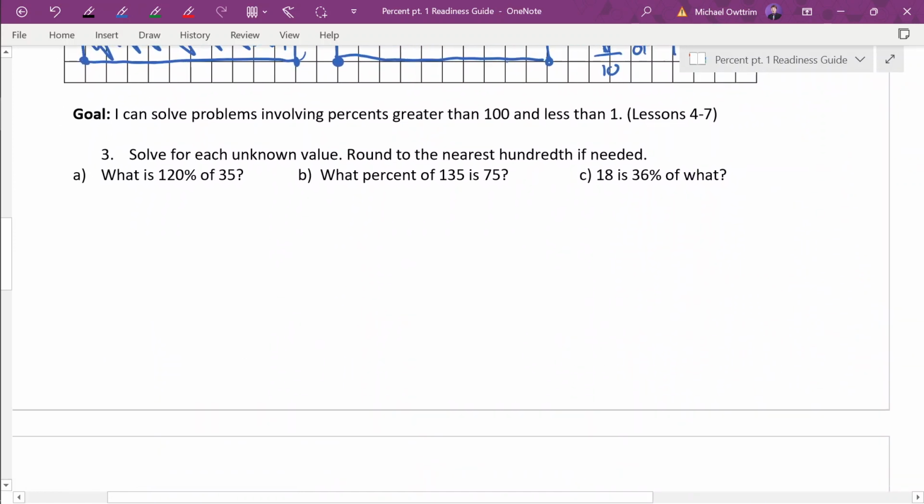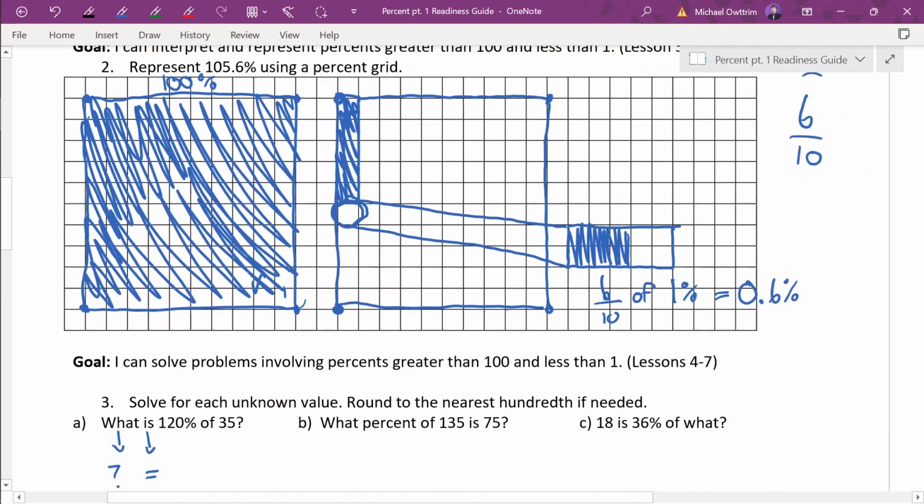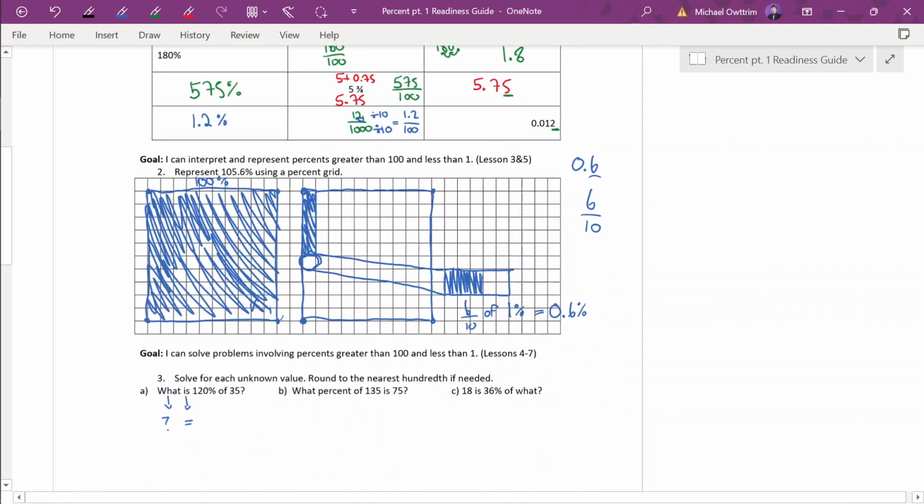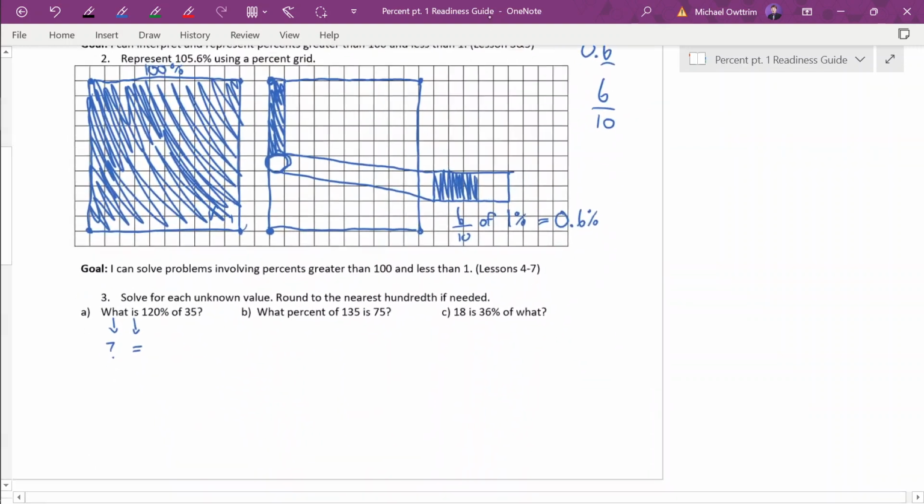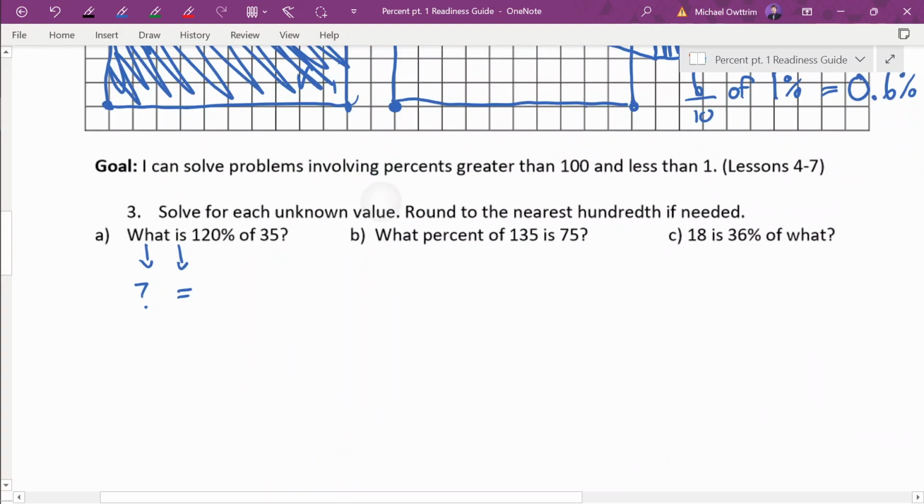All right, some basic solving questions. Again, in these ones, we want to convert the word what into a question mark, is into an equal sign. We need to convert our percents to decimals. And if we look up above, we've already done our 120%. We know it's the decimal 1.2. Of gets converted to a multiply sign, and any number without a percent sign just stays as that number.